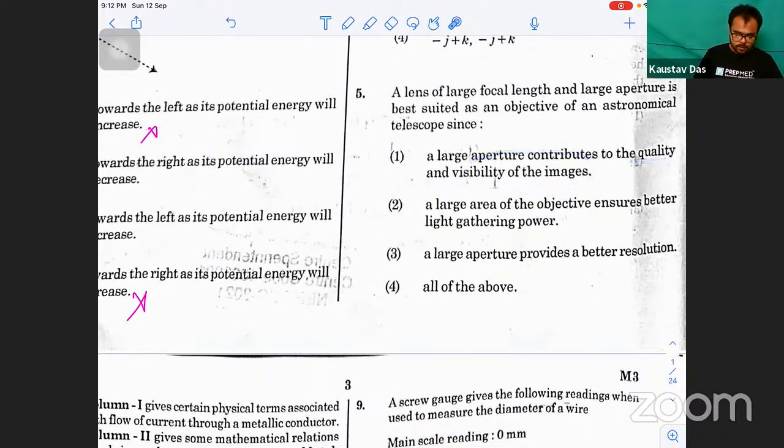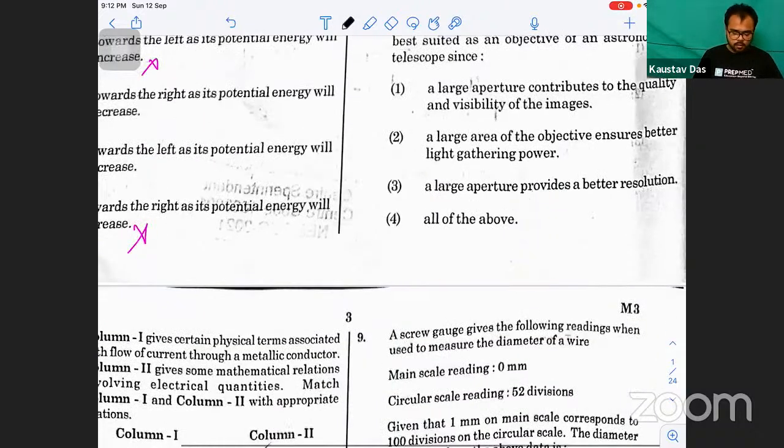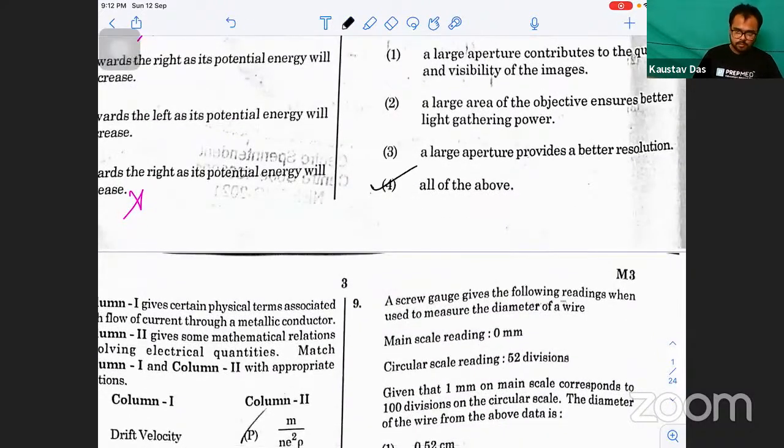That is also true. The large aperture, the large area of the objective, ensures a better light gathering power. That is also true. Large aperture provides better resolution. That is also going to be true somewhere. So here all the answers are correct. So option number 4 is going to be your correct answer as per our views.